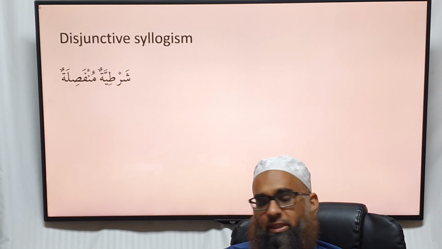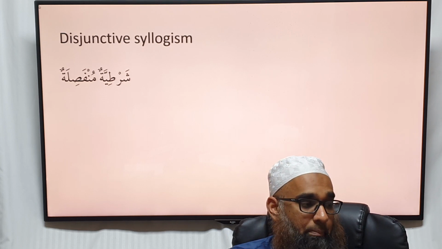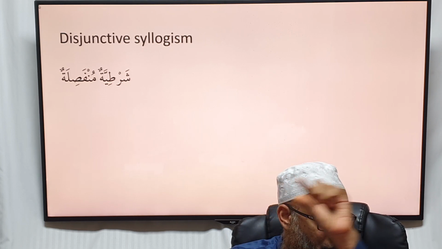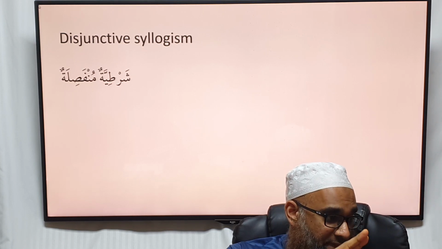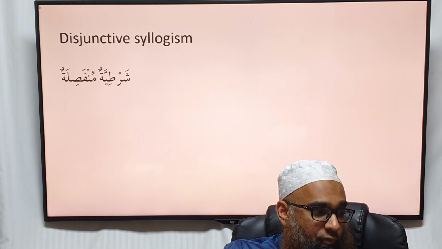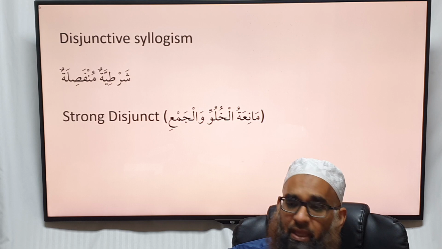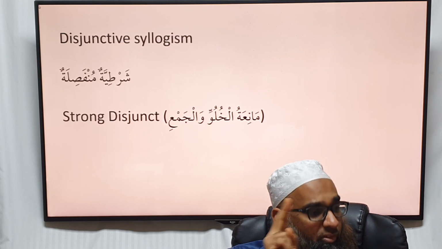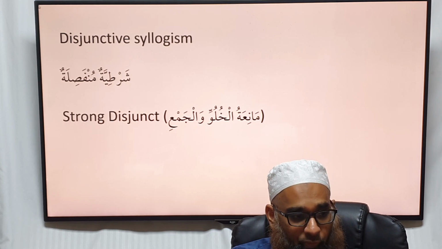Yes? Okay? So you've got a disjunctive syllogism. It's called shartiyya munfasila. Meaning what? When you have two propositions and a conclusion, the first proposition gives us two choices. And the second proposition affirms or denies one choice. And from there we get our conclusion. Okay? If you have to have one, but you can't have both, it's called a strong disjunct. It must be one, not both.